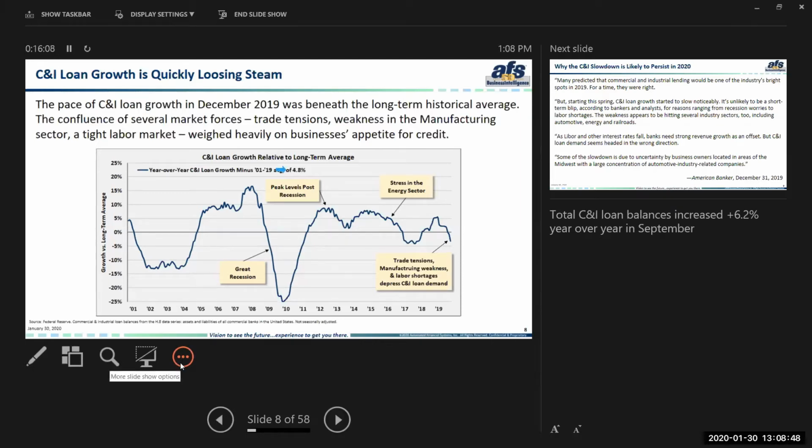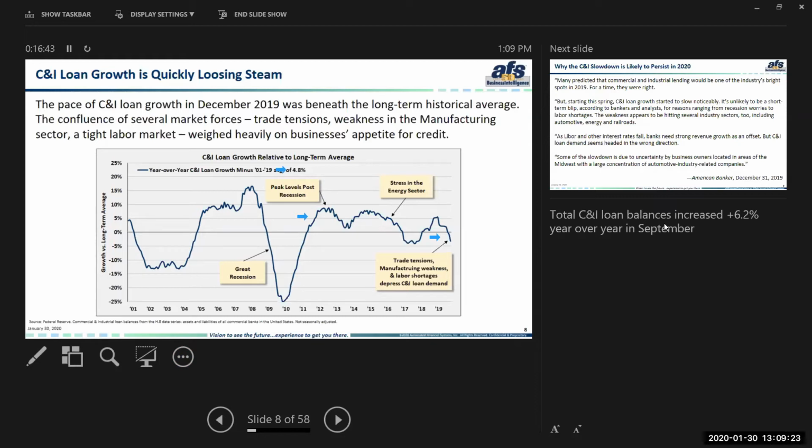When the blue line trends above the horizontal axis, that means loan growth in the given month outpaced the historical average. Year over year in December, according to the Fed's H8 report, total C&I loan balances increased 1.6%, the slowest pace recorded over the last 2 years. So while C&I loans are still growing, the current rate is well beneath the historical average. And a number of different financial, economic, and regulatory events have contributed to this growth pattern.